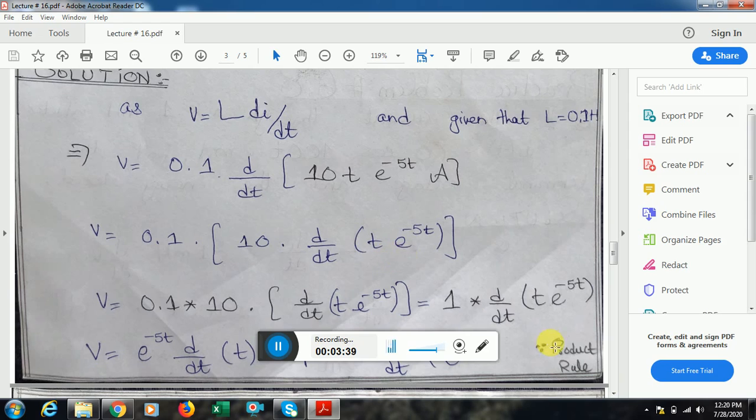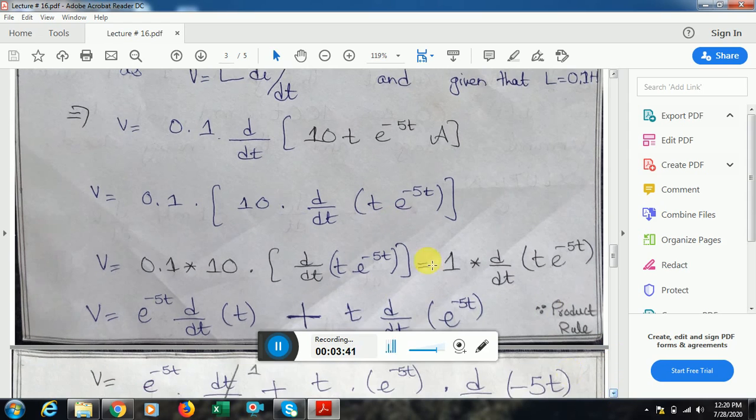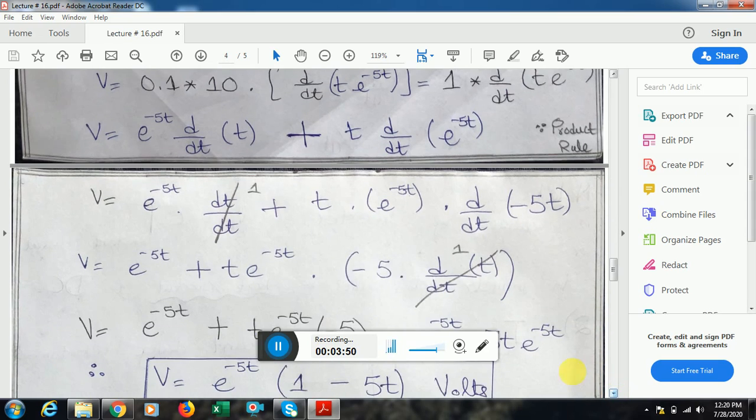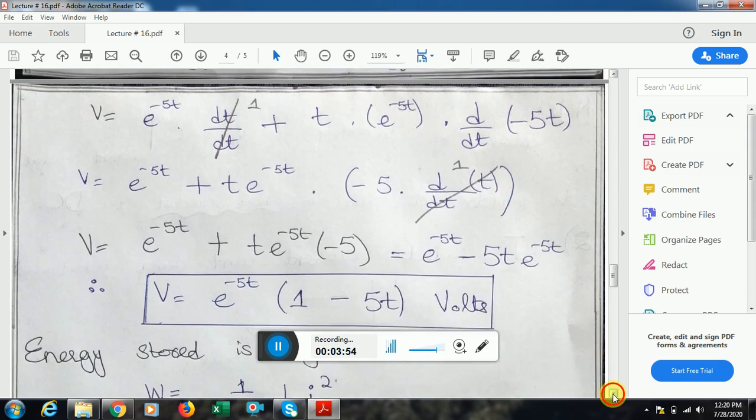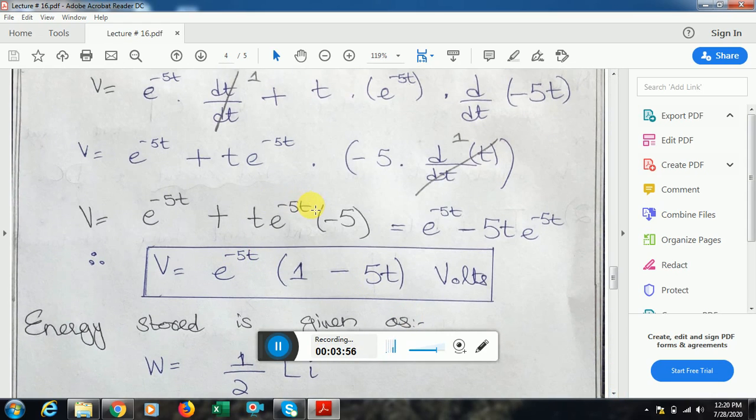Now this is a product of two terms, t and exponential raised to power minus 5t. We apply the product rule of differentiation here, and by simple mathematics and basic steps, this equation simplifies. Each and every step has been done for you. I hope there won't be any confusion here. e raised to power minus 5t I took as a common term because it appears in both terms, and we are left with 1 minus 5t volts.